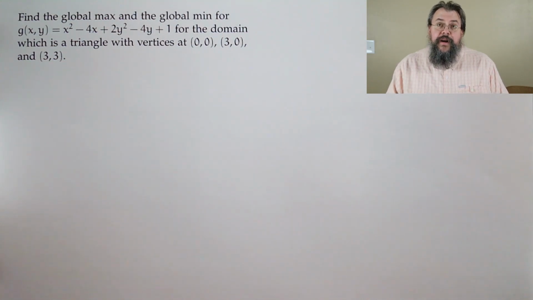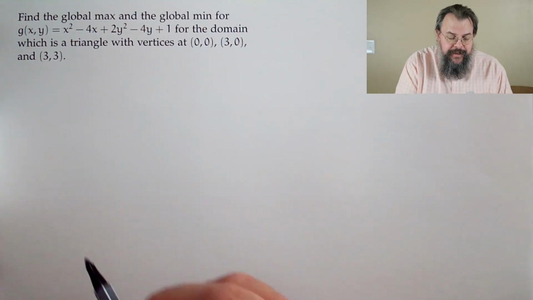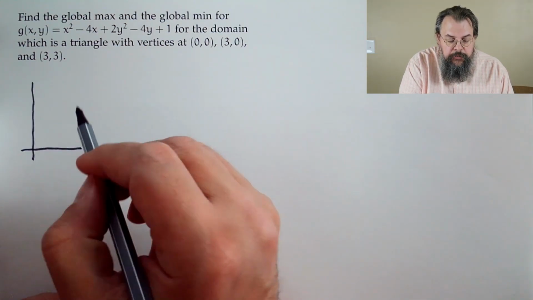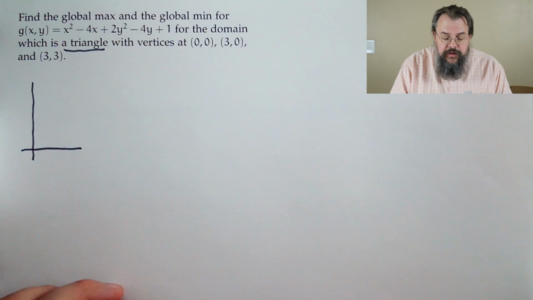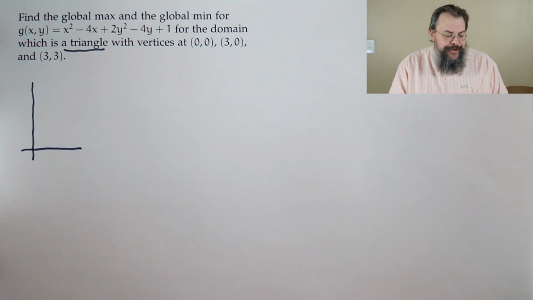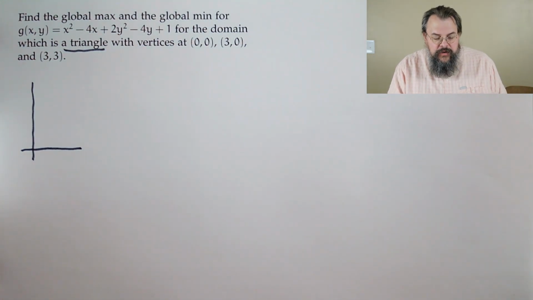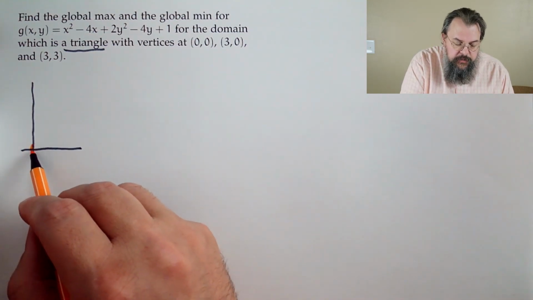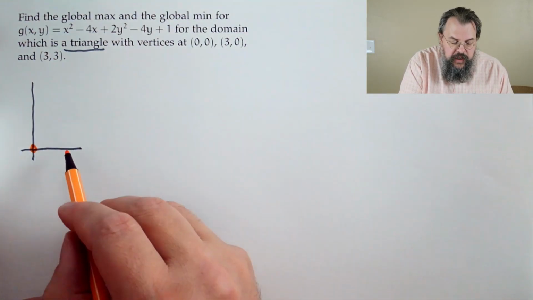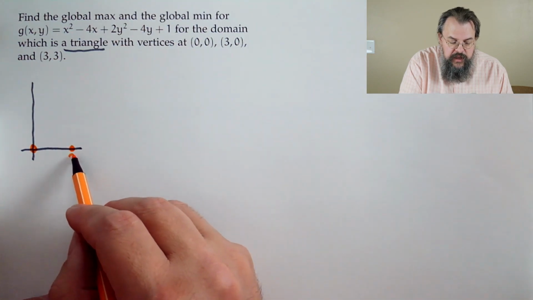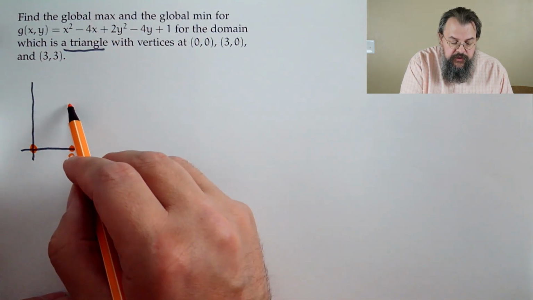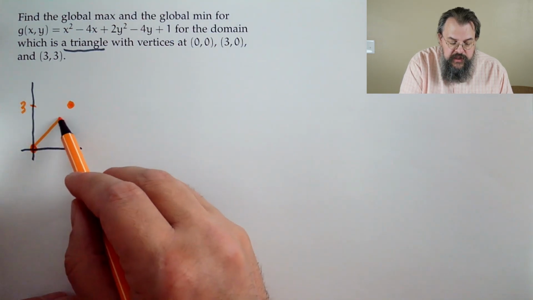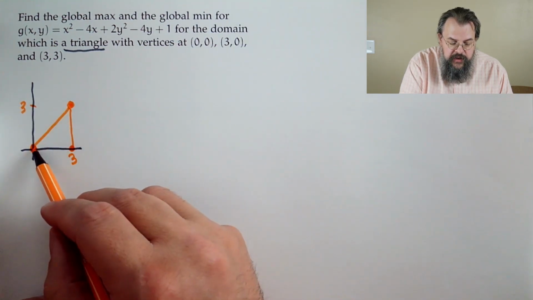So we should probably start by getting a sketch of our domain. So we know it's a triangle. The clue that it's a triangle is where it says it's a triangle. So that's a pretty good clue. I like that clue. And, well, we know the corners. (0, 0) will be here. (3, 0), that says x equals 3, y equals 0. That would be here. And (3, 3), that would be up here. So there we go. There's our triangle.